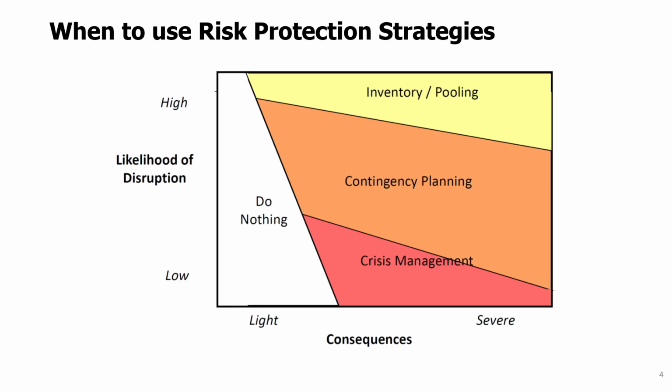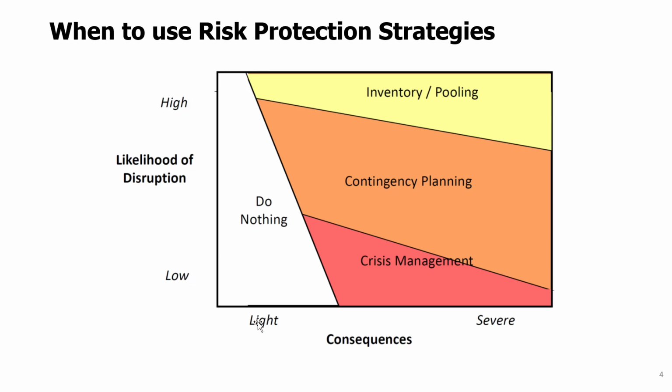When do we use each risk protection strategy? Well, we can think about two dimensions. The first of them is the horizontal dimension here, the light or severe consequences. We can look at possible disruptions and we can say, do they have light, medium, or severe consequences? And the second dimension we will look at here is the likelihood of the occurrence of this disruption that we're thinking about. And of course, it can be very likely to occur or it can be very unlikely to occur or somewhere in between.